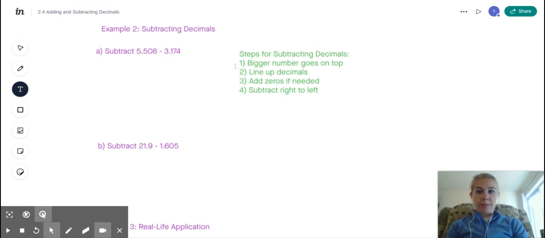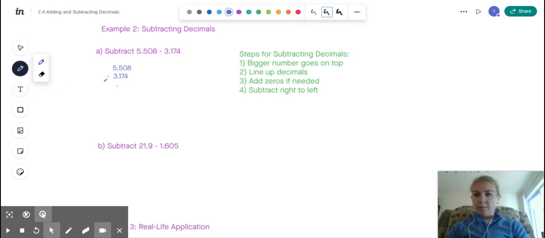Step 1 says the bigger number goes on top. Okay, so let's go ahead and do that. 5.508 minus, step 2 says to line up the decimals, so we're going to go ahead and do that. 3.174. Okay, and then I'm going to make sure my decimal will be lined up in the answer, so everything stays in the same column. Draw my line there. Okay.